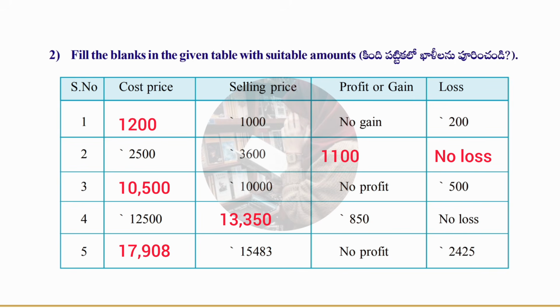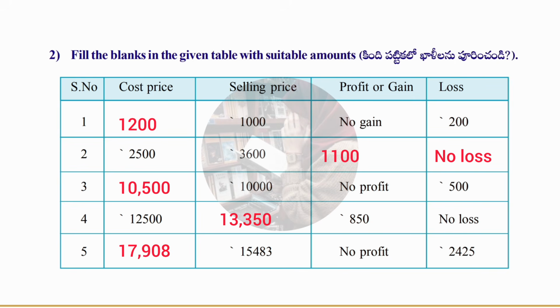Write down 1100 in the third column and no loss in the fourth column. Next, third one: cost price is not given, only selling price is given, which is 10,000, and loss is 500 given. So selling price plus loss is equal to cost price. So 10,500 is our answer.